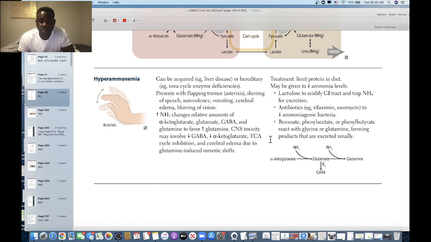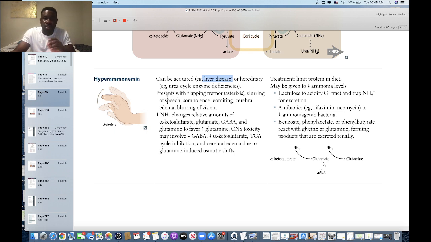Hyperammonemia. What does that mean? We have excess ammonia in our body. This can be acquired by liver disease, mostly when someone has liver cirrhosis or anything that causes severe liver disease, because the liver is supposed to remove all the ammonia from our body and metabolize it into urea. So if that cannot happen, we'll have hyperammonemia.